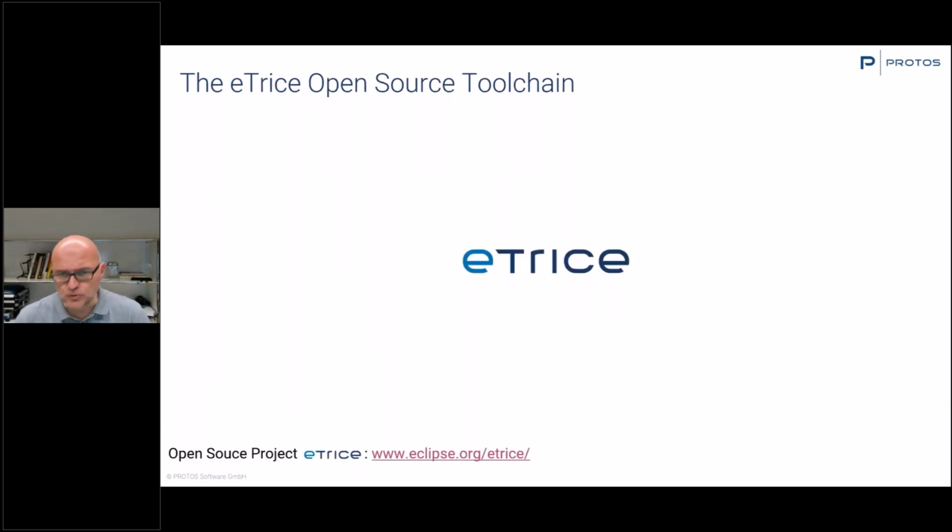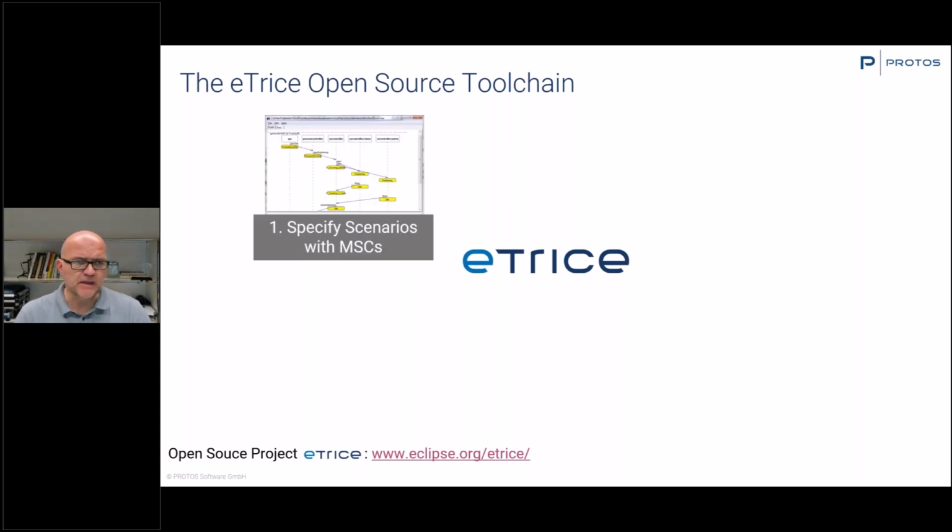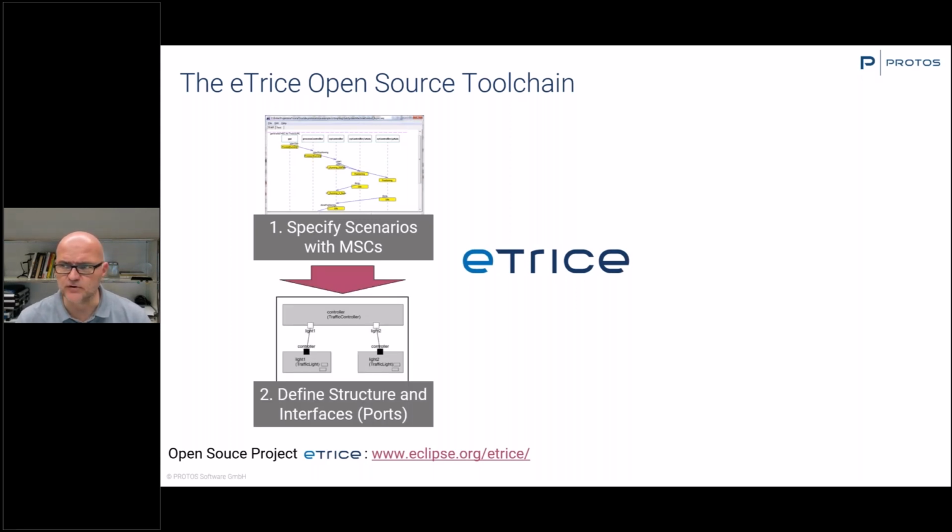Let's have a look at the tool chain that gives you the power to work with ROOM. We developed an open source tool chain called eTrice. It's hosted at Eclipse. So under eclipse.org/eTrice, you'll find the tooling. And if you have a look at the process, you always start, or in many cases you start to define certain scenarios. So what should happen in your software? Then you define structural hierarchies. You can define containment hierarchies, layering, and so on. So that's a real architecture language.